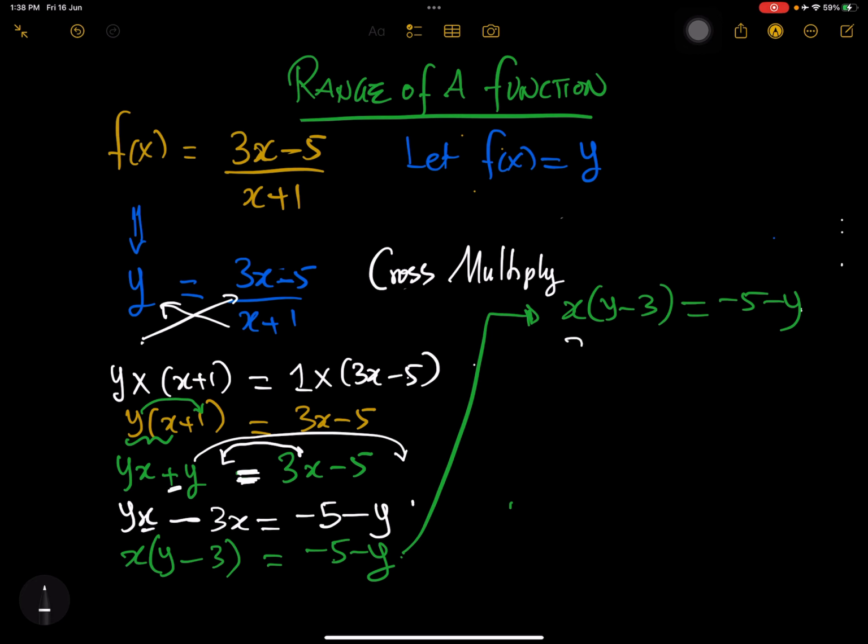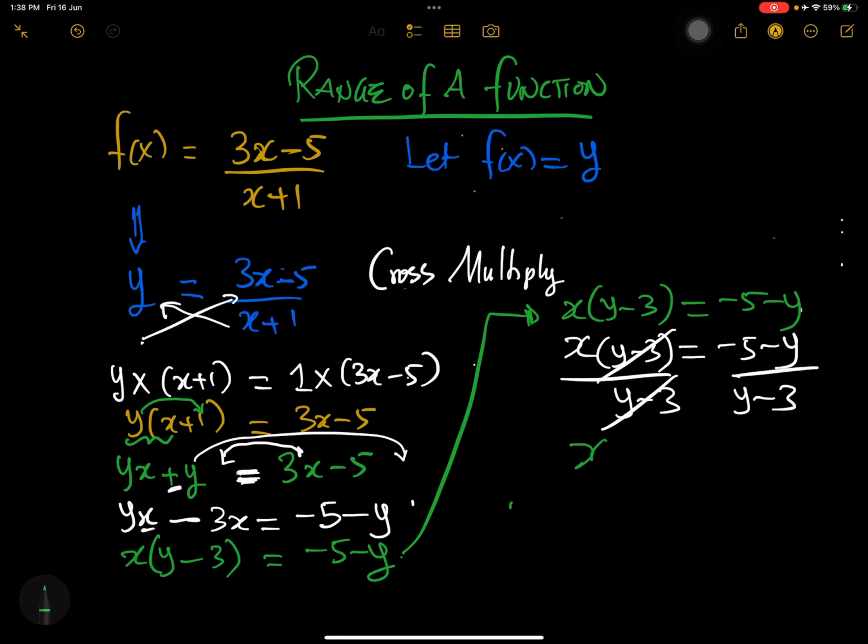Now we can find x alone because x will be equal to negative 5 minus y, and then we are going to divide both sides by what? y minus 3 divided by y minus 3, and this cancels out. Once that happens, we get x standing alone being equal to negative 5 minus y over y minus 3.